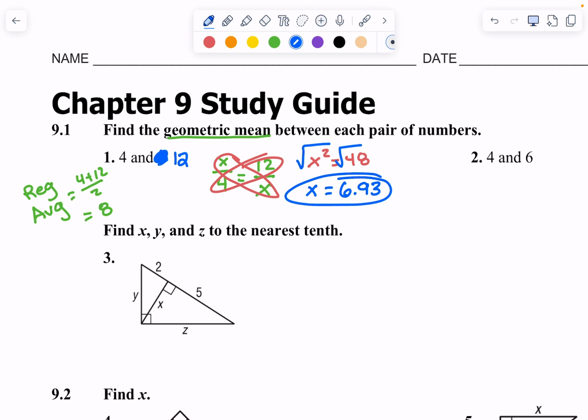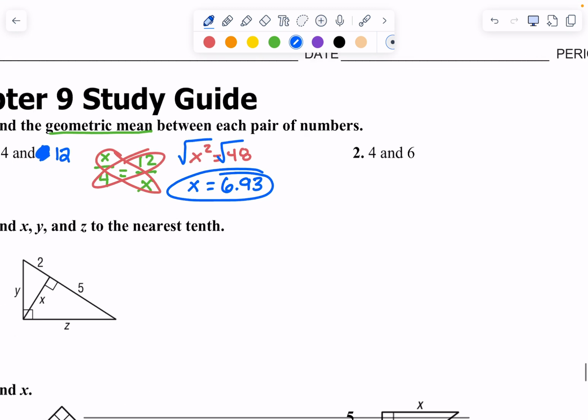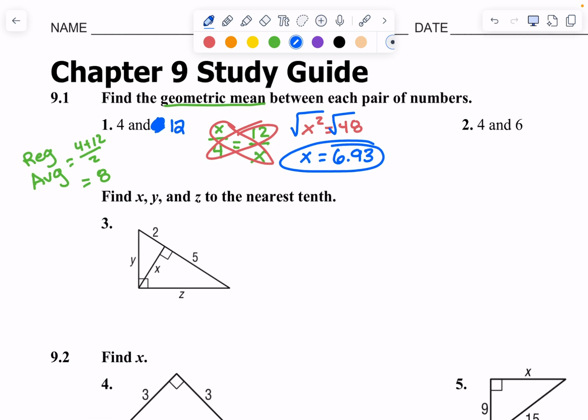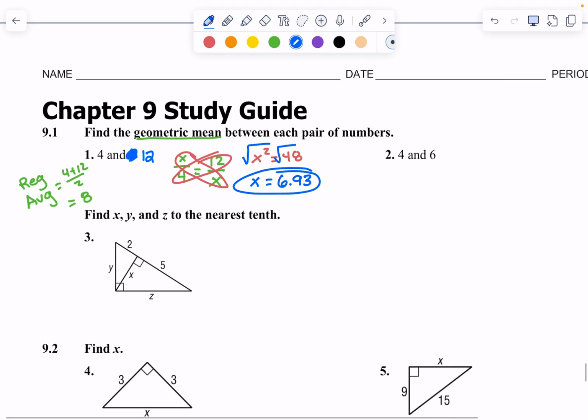Okay, you do number 2. I will give you 30 seconds. Go. It doesn't matter. You can put 4 over x and then x over 12. It doesn't matter, just as long as the 4 and the 12 are opposite. So it's going to be x squared. All right, so square root of 20.